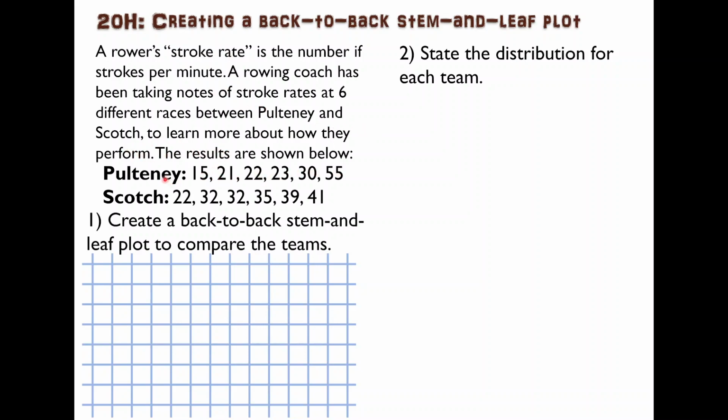So for example, Pulteney in one of their races? I don't know, I'm not a rower. Was 15 strokes per minute, and then 21 in the next one, 22, and so on. And these are the results for Scotch.